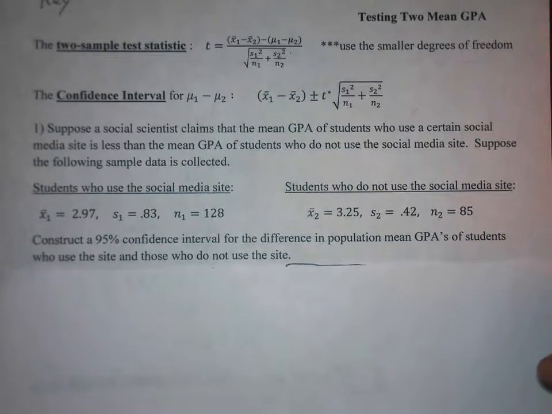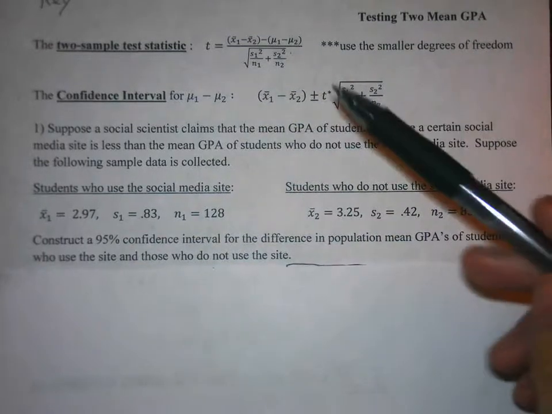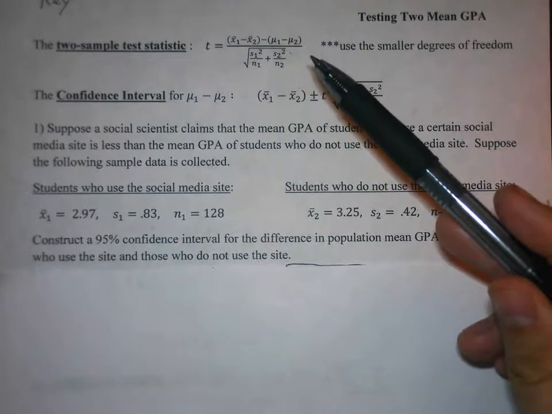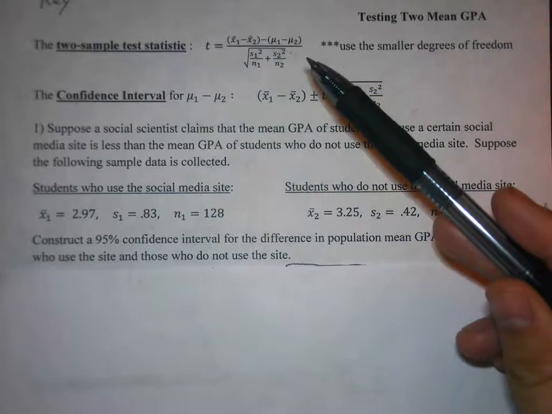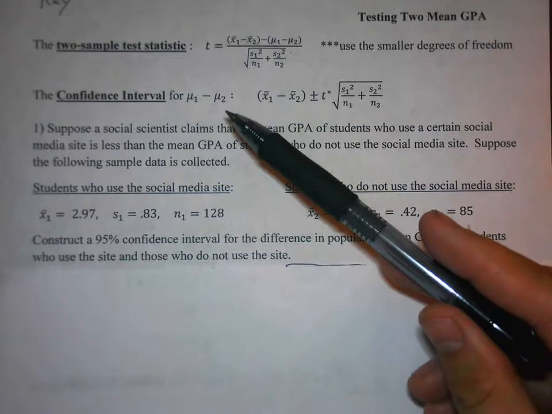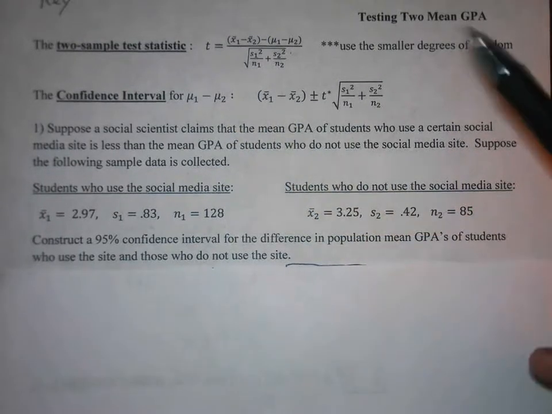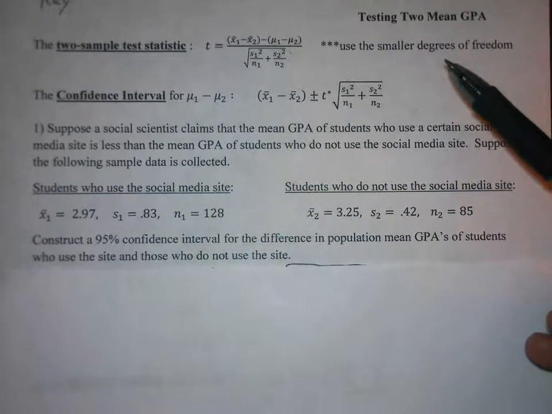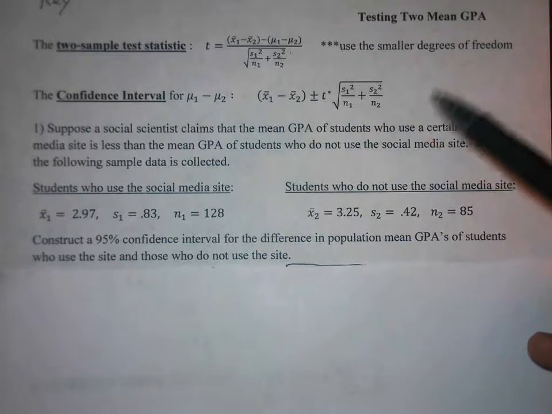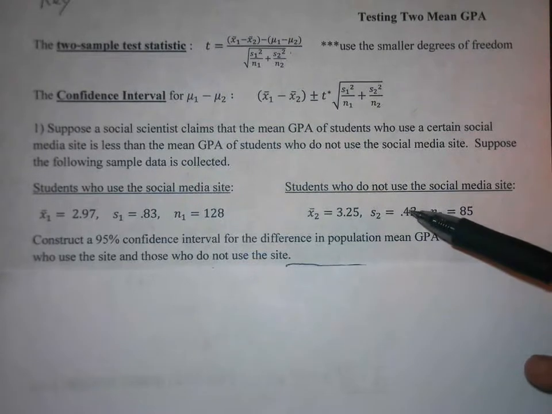Here we're going to look at testing two means using a GPA example. We have our formula for the two sample test statistic. That's our t-value. And then we have our formula for the confidence interval, which is the difference in two population means. And when we perform a hypothesis test or construct our confidence interval, we're going to use a smaller degrees of freedom. And you'll see what I mean by that in the example down here.